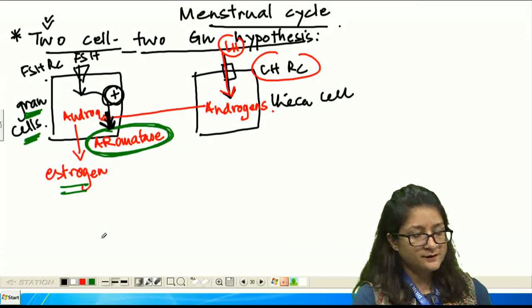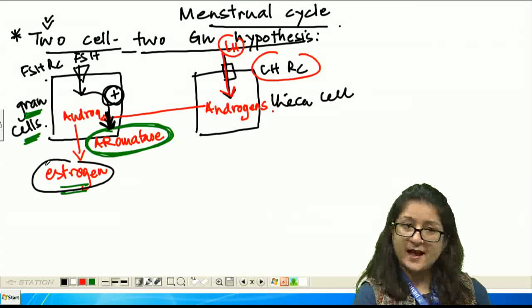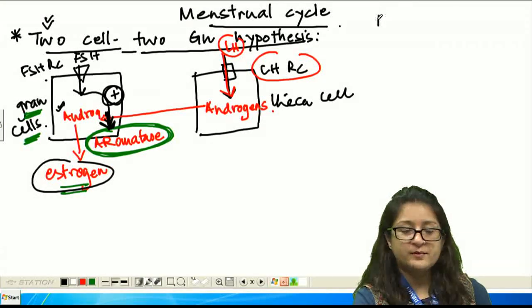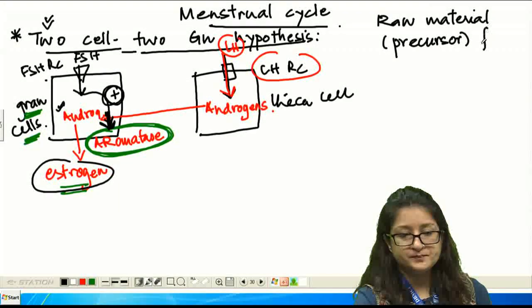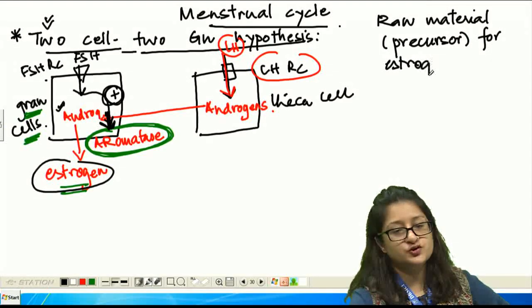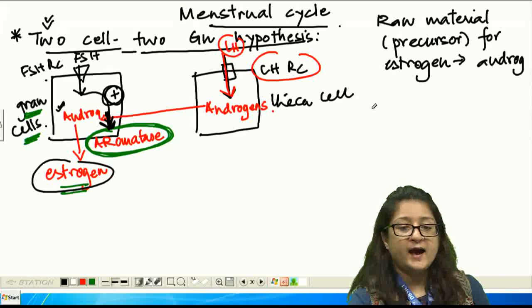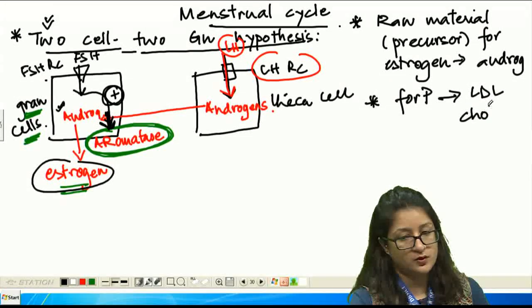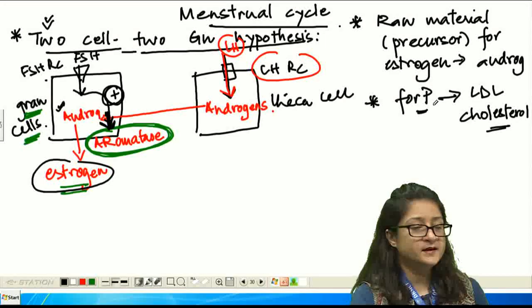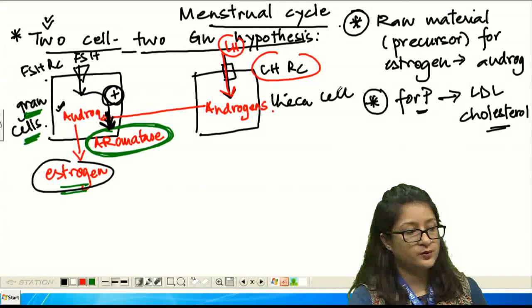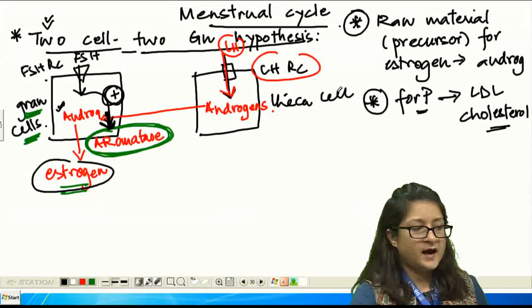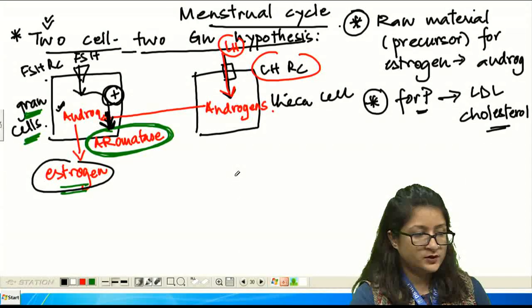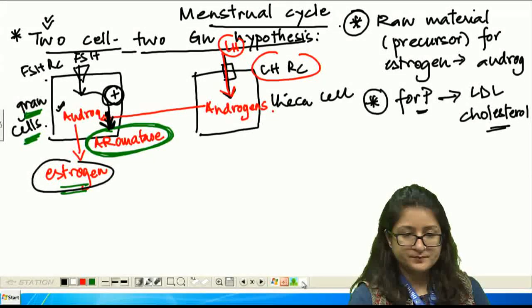This also helps us remember another fact, that the raw material, or the precursor, for estrogen synthesis anywhere in the body is always an androgen. And what is the precursor for progesterone? For progesterone, the precursor is LDL cholesterol. So these are two important points to remember after this hypothesis.